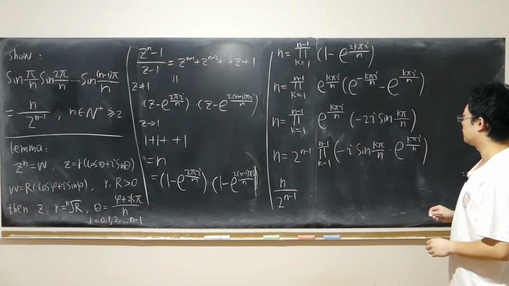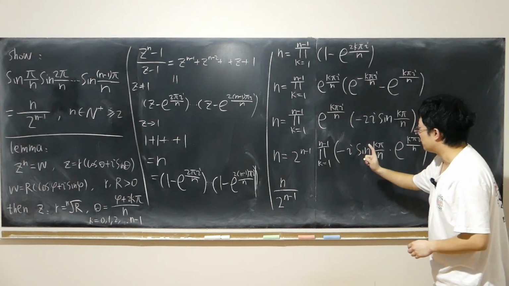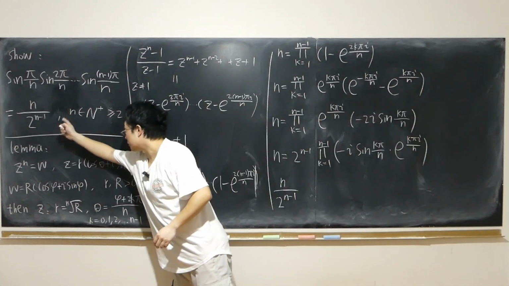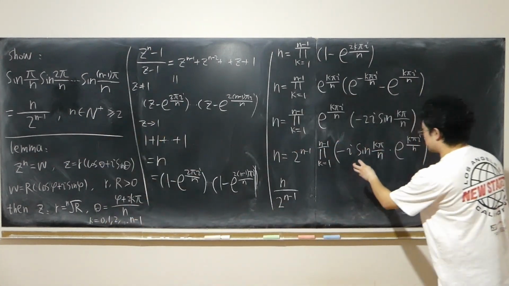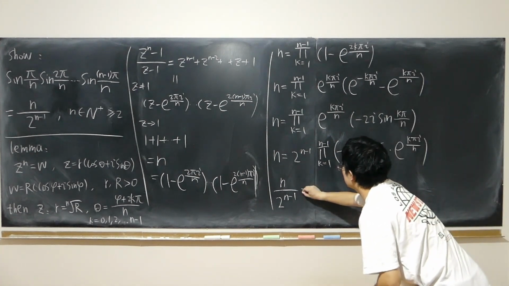Right? But I'm not done. Still going to have to deal with negative i. Right? Because I want everything neat on the right-hand side. So the question is, how do we deal with negative i?